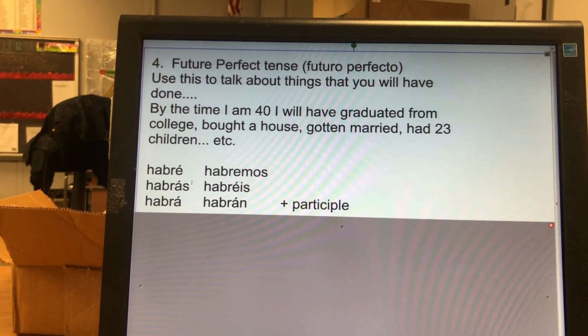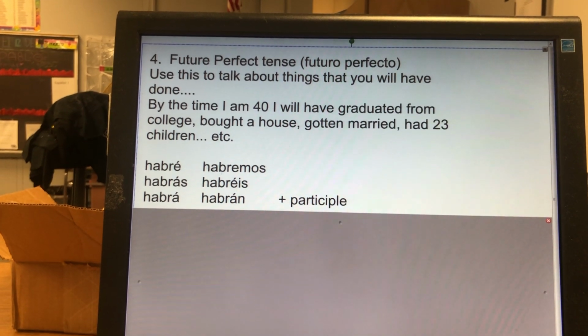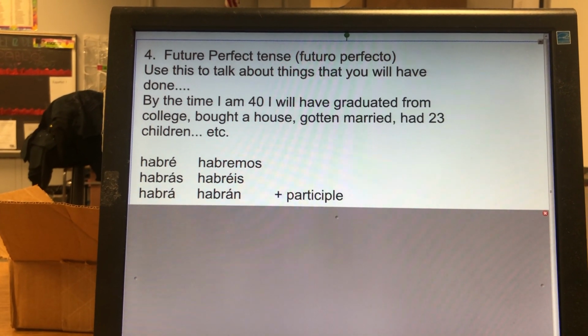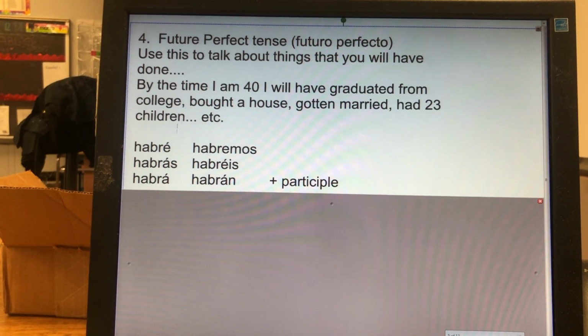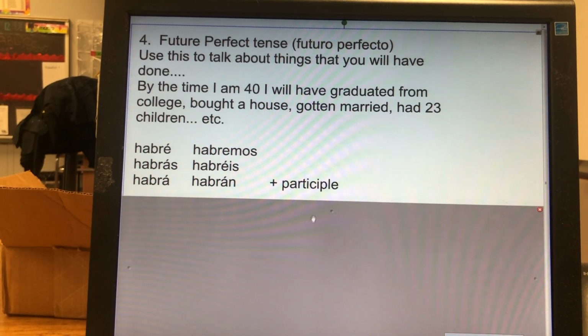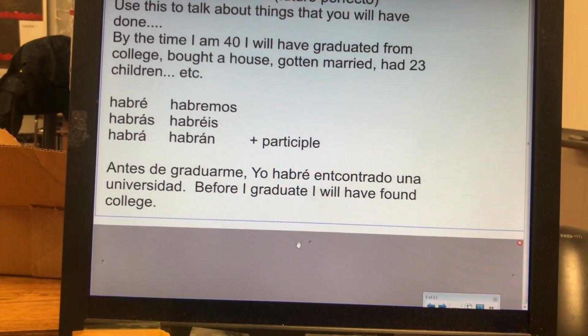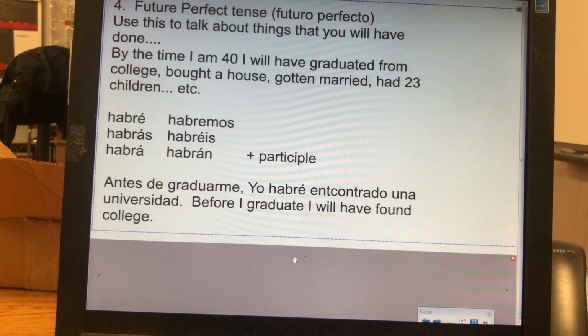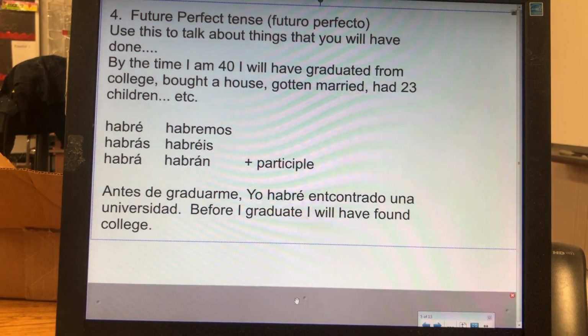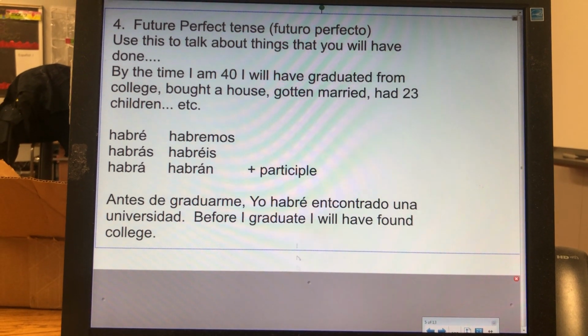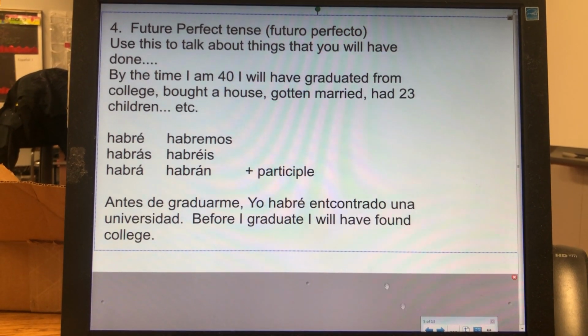So it's habré, habrás, habrá, habremos, habréis, habrán. That's the future tense. We just learned that last chapter, right? So that's the future tense of the verb haber. Antes de graduarme, before I graduate, yo habré encontrado una universidad. I will have found a university. Before I graduate, I will have found a university. Habré encontrado. Okay, let's look at the next page.